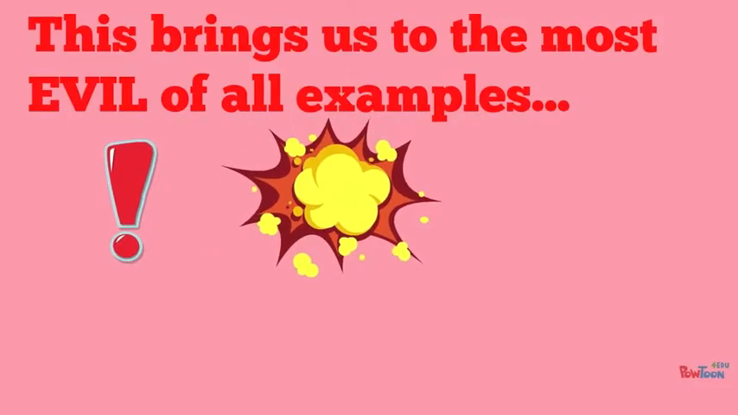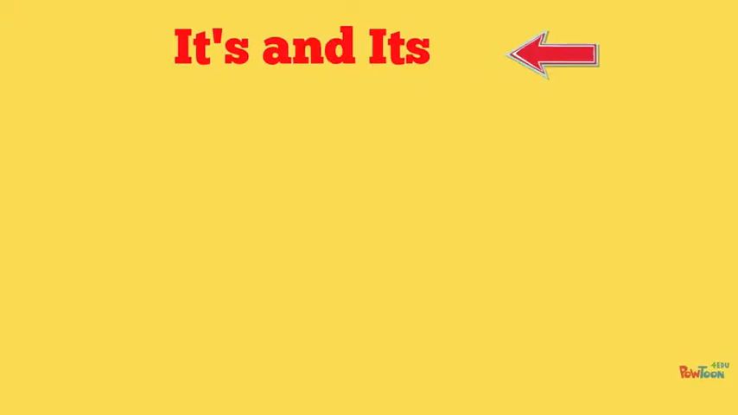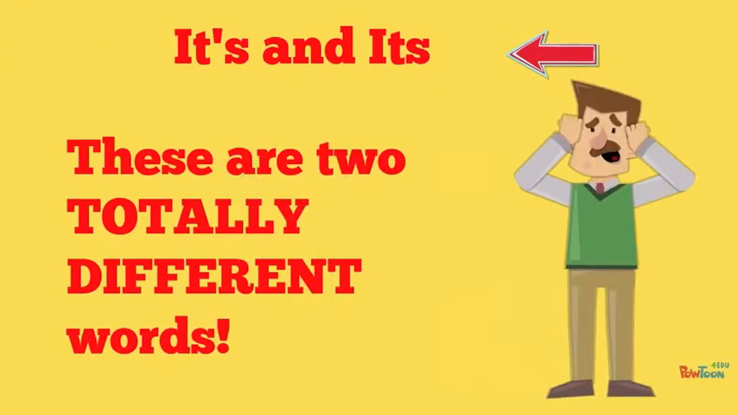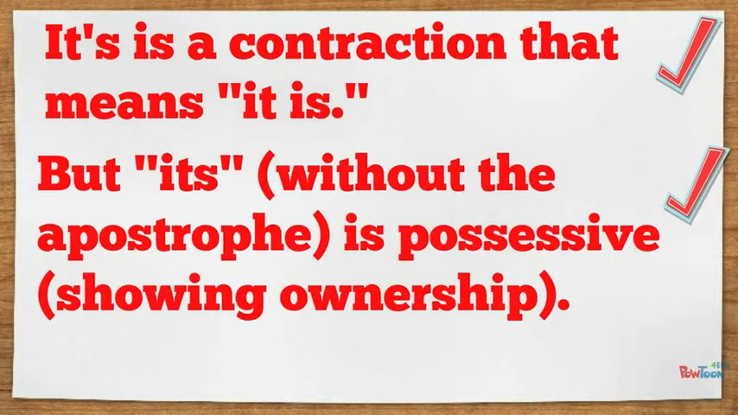This brings us to the most evil of all examples. Be very careful with these next two words. It's and its. These are two totally different words. It's is a contraction that means it is. But its, without the apostrophe, is possessive, showing ownership.